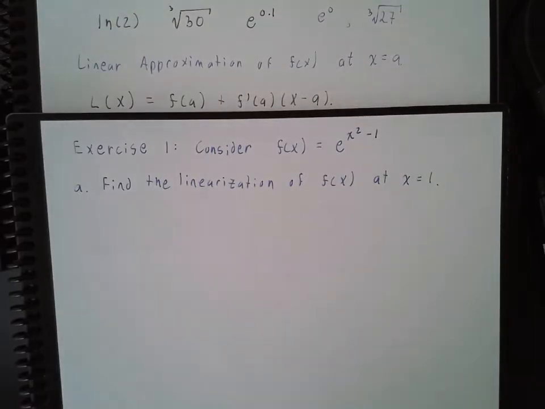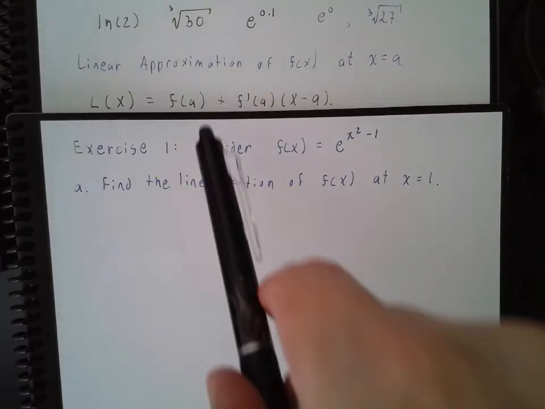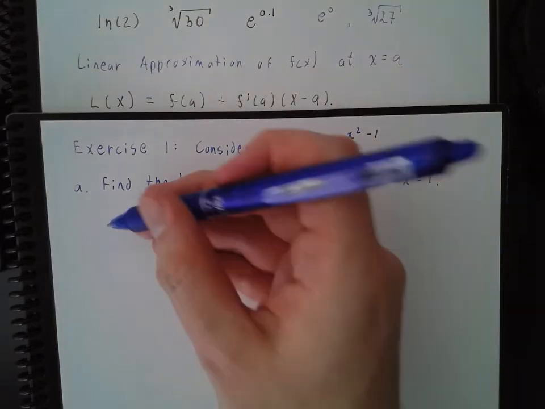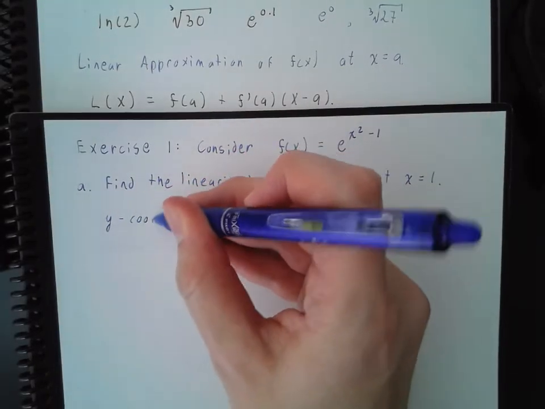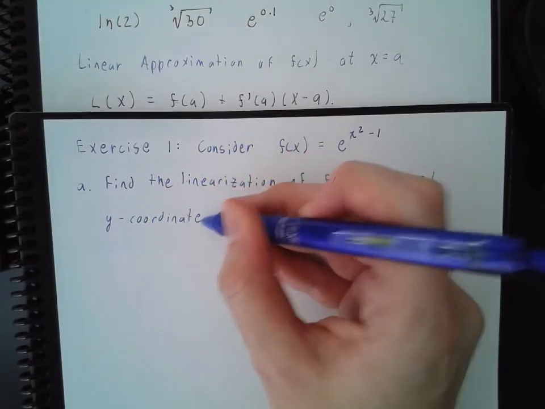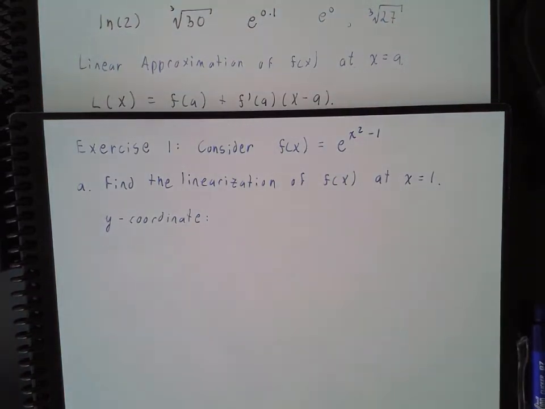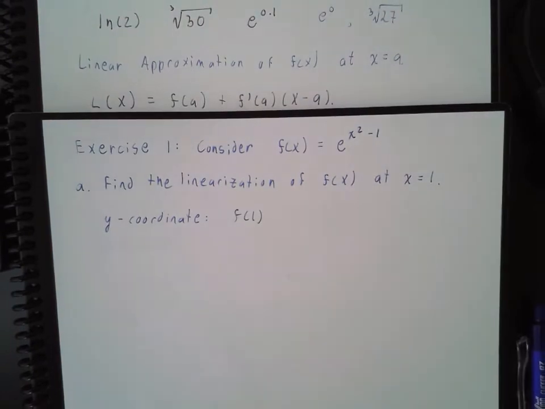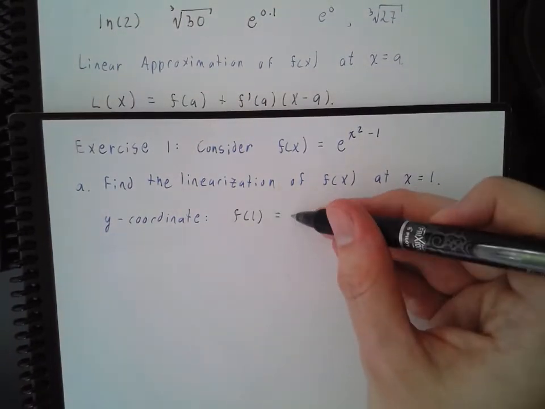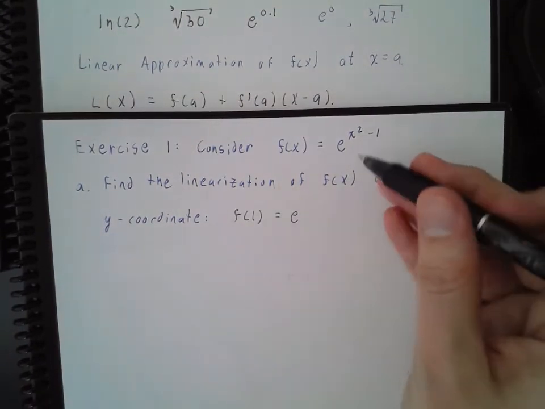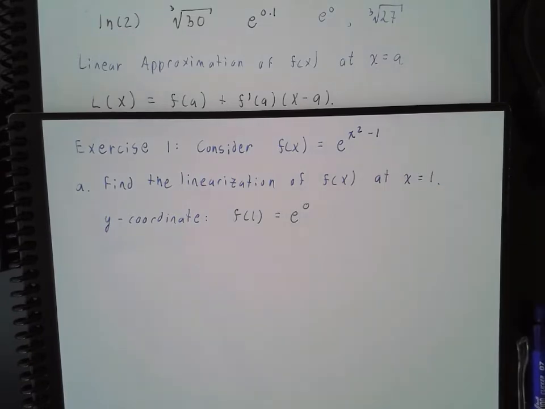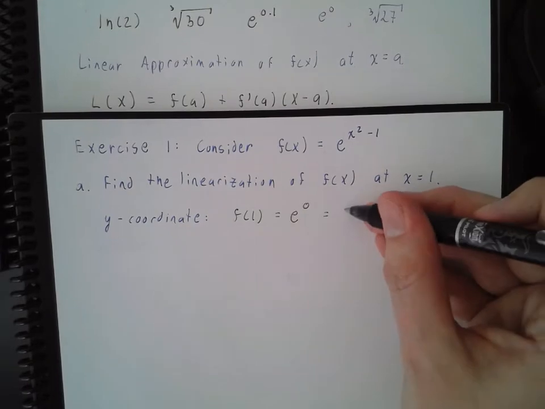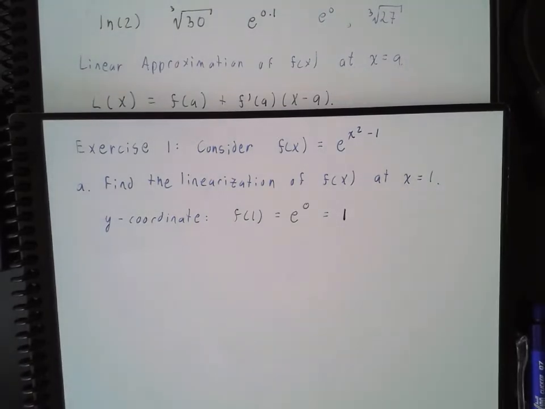So basically, what we need to do is find the y coordinate. Sometimes you might be lucky and you might have the point, and in this case you don't need to find f of a. So over here, I'm just going to find f of 1. Here we have 1 minus 1, so this is e to the 0, and this is equal to 1. Just remember that with any power function, x to the 0 is equal to 1, except when x is equal to 0.